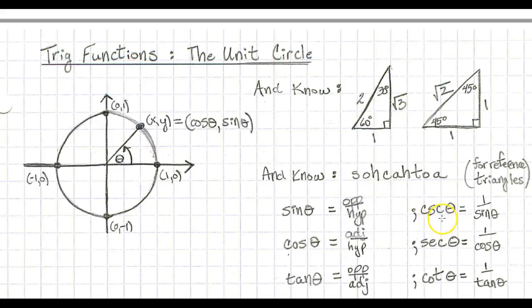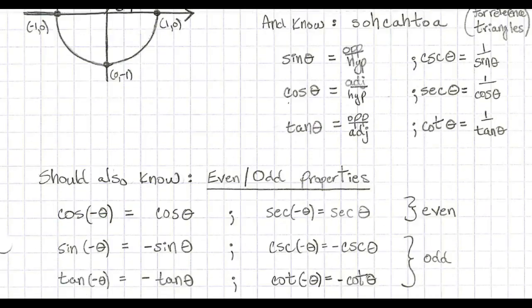We also need to know that the cosecant of theta is 1 over sine, the secant of theta is 1 over cosine of theta, and the cotangent of theta is 1 over tangent of theta. So that would mean that the cosecant of theta is hypotenuse over opposite. We don't memorize that. We just memorize these relationships. But we do memorize SOHCAHTOA to help us remember these. Make sure you understand how to use those.